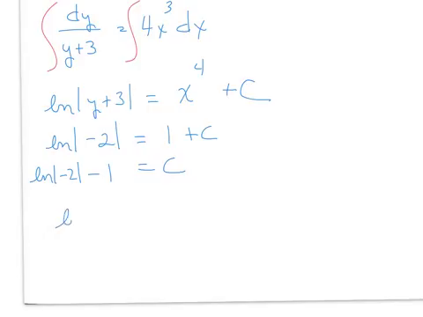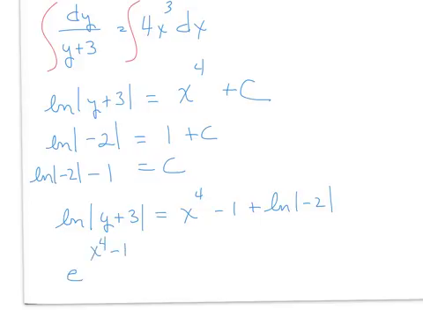So we have the natural log of y plus 3 equals x to the 4th minus 1 plus the natural log of 2. I'll go ahead and move that over. It doesn't really matter. You can do the minus 1 last if you want, or you can move it over. Now we e it. So we get e to the x to the 4th minus 1 plus the natural log of the absolute value of negative 2 equals y plus 3.